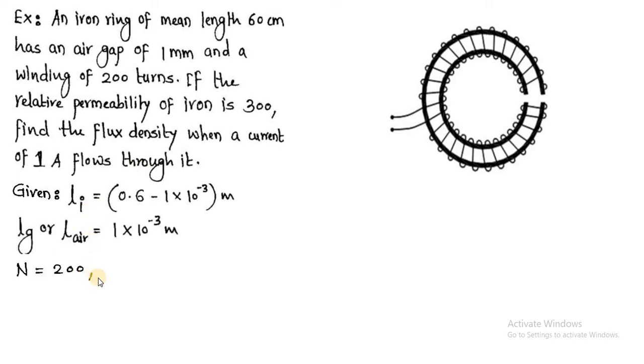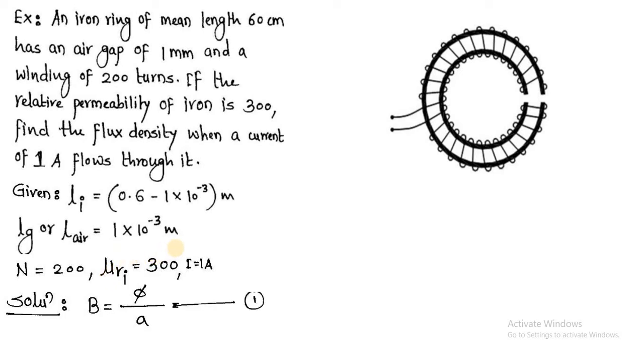The next data is N equal to 200. Then mu r, that is the relative permeability of iron, is 300. I equal to 1 ampere. So we are supposed to find out flux density B. To find out flux density B, we are going to use the relation B is equal to phi by A, where phi is the flux, which is equal to mmf divided by total reluctance.